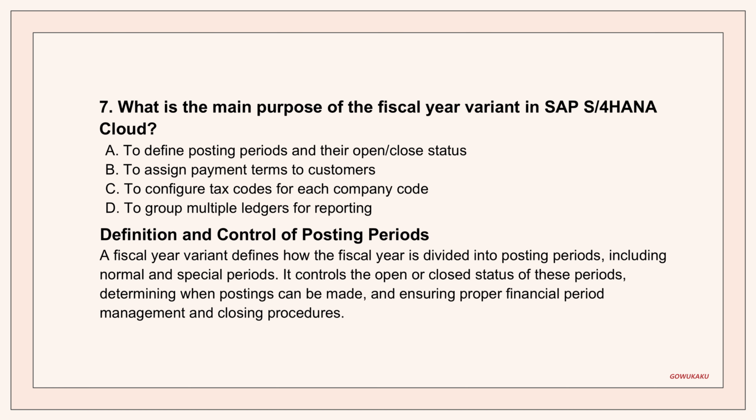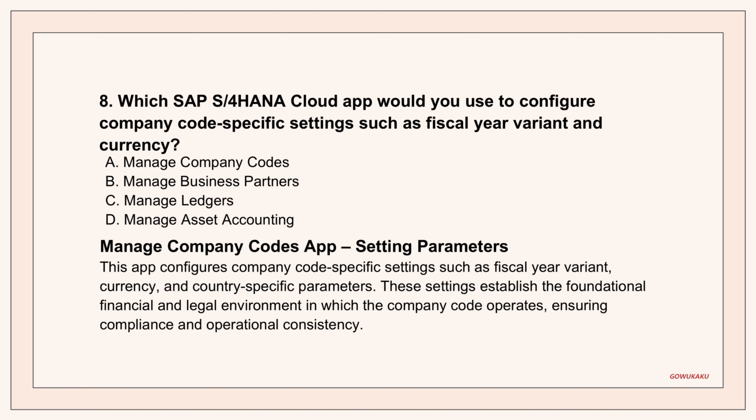And crucially, it controls when you can post, because the variant is used to open and close posting periods. You can only post a transaction into a period that's currently marked as open in the system for that company code's assigned fiscal year variant. It's a major control point. Okay, so it dictates the structure and controls the posting windows.